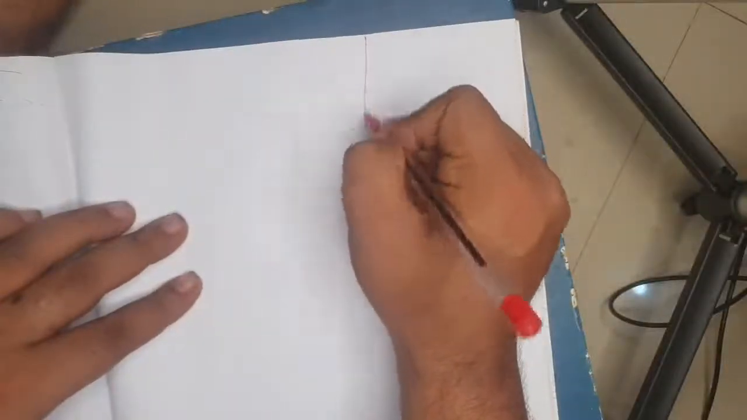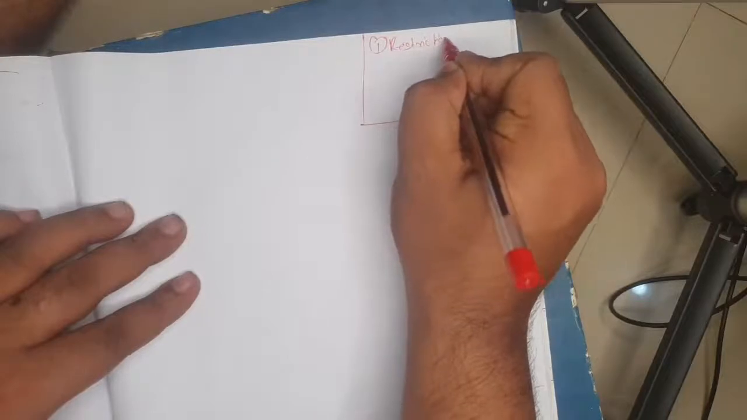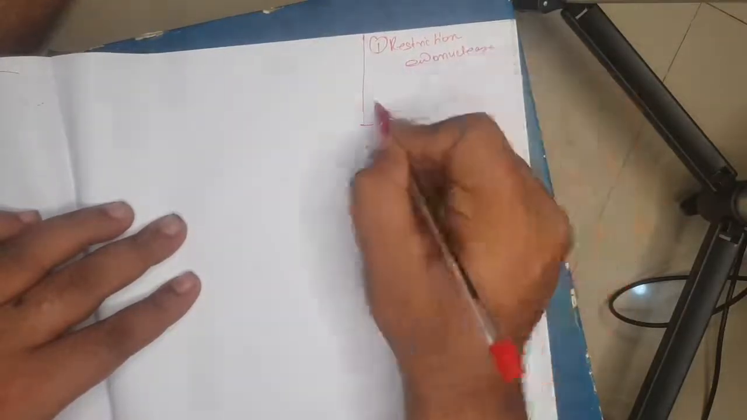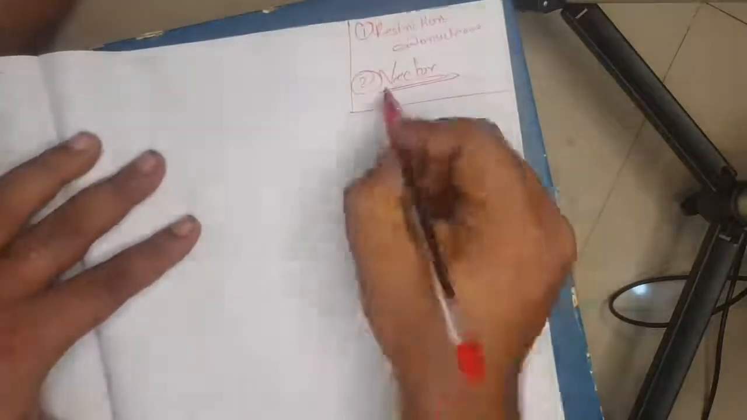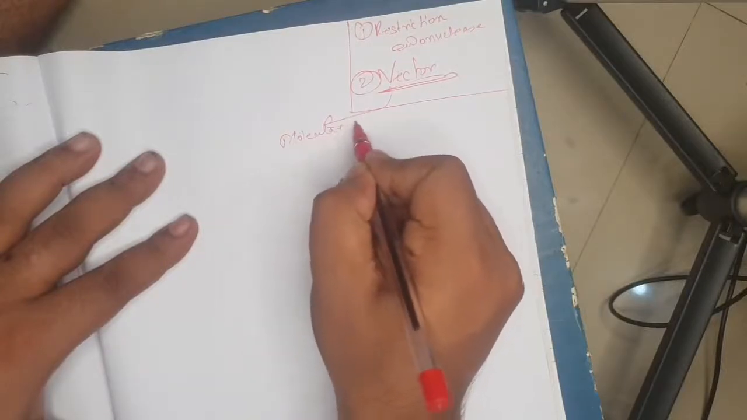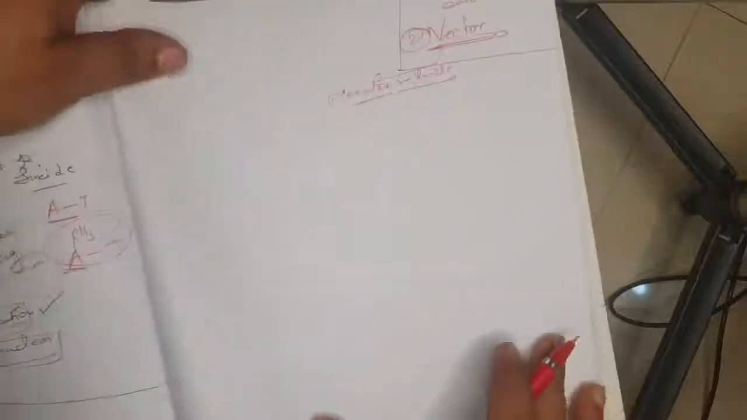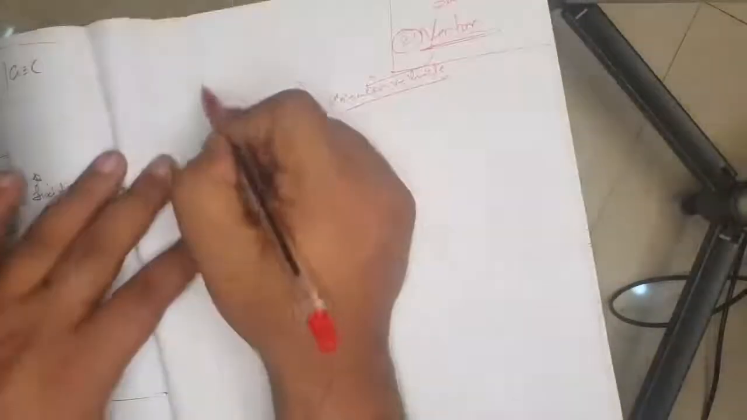So what we need is a restriction endonuclease. This is one big thing that we need. And the second big thing that we need is a vector. What is a vector? A vector is a molecular vehicle, and the best vector that we can talk about is the plasmid.